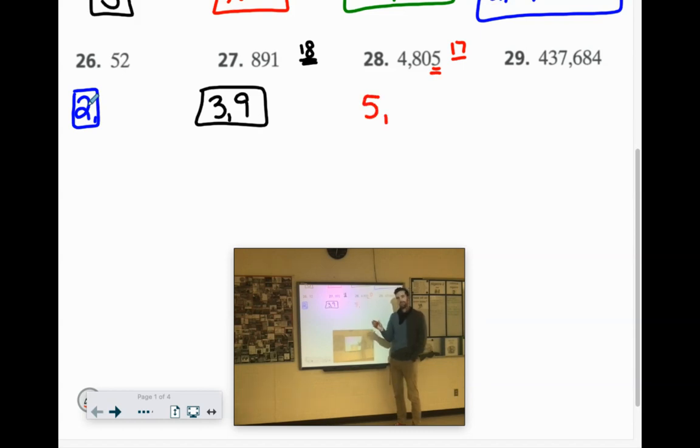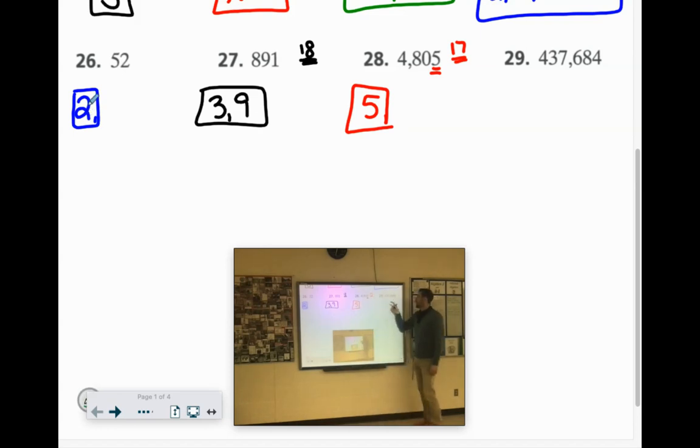6, nope, because 2 and 3, neither one goes in there. 9 does not go into 17. And by the way, if 3 is not a factor, then 9 definitely won't be a factor. And then 10, no, because it doesn't end in 0.